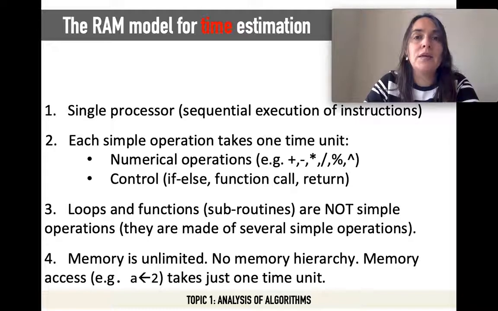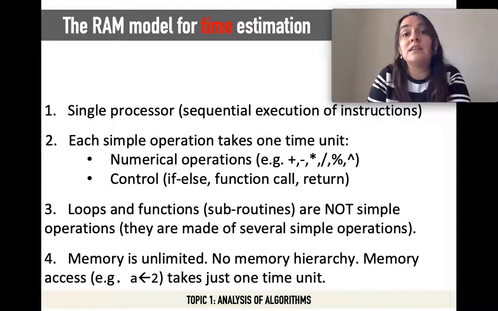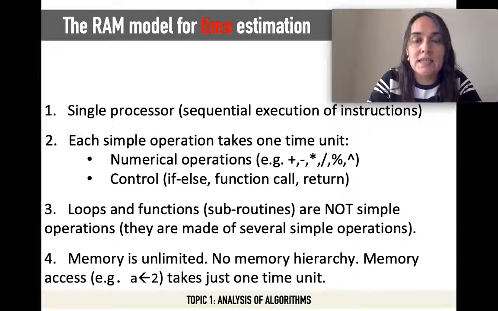Fourth and last, memory is unlimited. We don't have memory constraints in this machine. We also do not have memory hierarchy. Usually in a real computer, data that is in the cache memory is accessed much faster than data that is in the RAM, and this data in turn is accessed much faster than data that is on the hard disk. In this model, we are going to assume only 1 storage unit, and every access, either to write or read data, is going to take 1 unit of time as well.